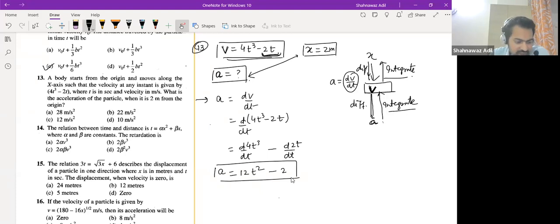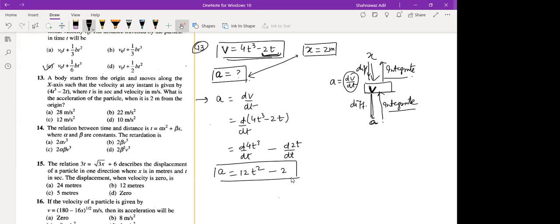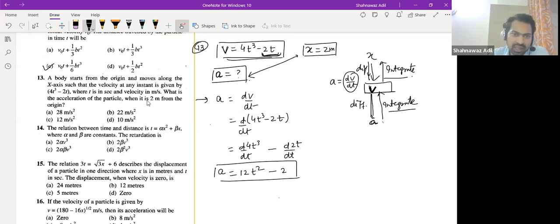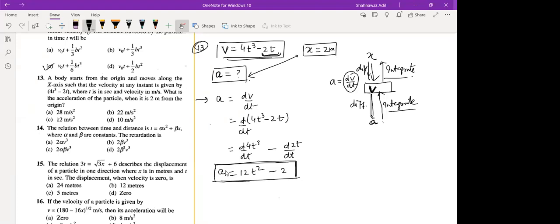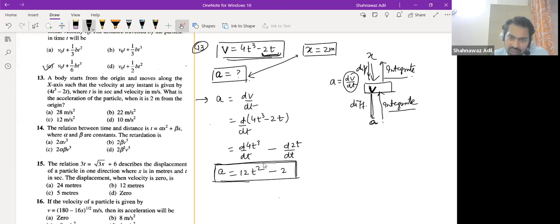Are you guys getting the same answer? Yes, sir. Good. So now you see they are asking what the acceleration is when x is 2 meters. They have given the position, but to calculate the acceleration from this relation, what do we need? In this relation, acceleration is related to what variable? Velocity?